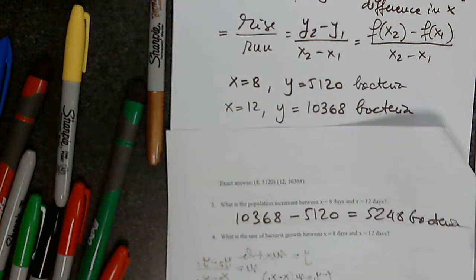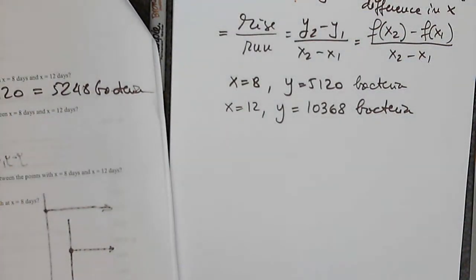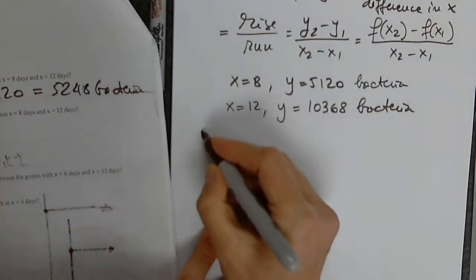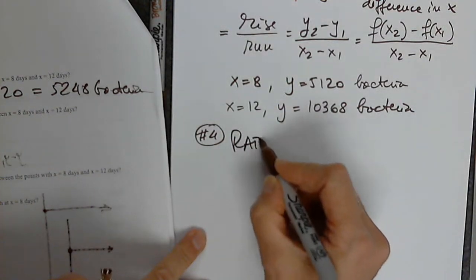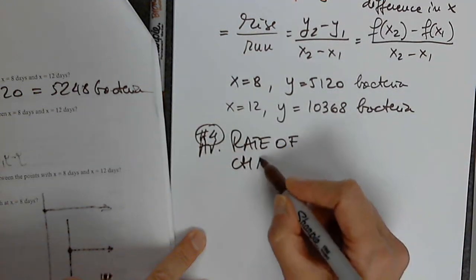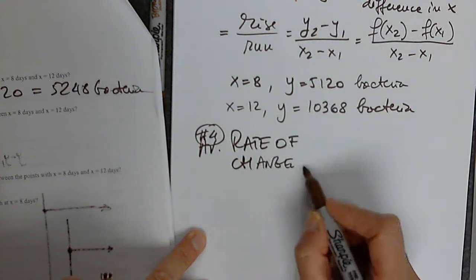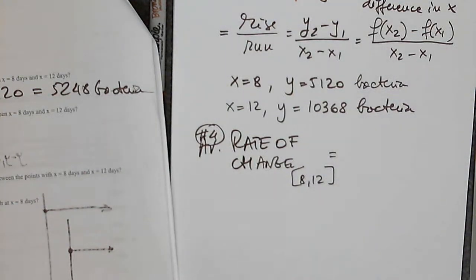Okay, but now here's the question. Question number 4. What is the rate of bacteria growth between x equals 8 days and x equals 12 days? How do I determine that? Rate of change. Exactly. Thank you. The rate of change, I would say the average rate of change between 8 and 12. How do I determine that?